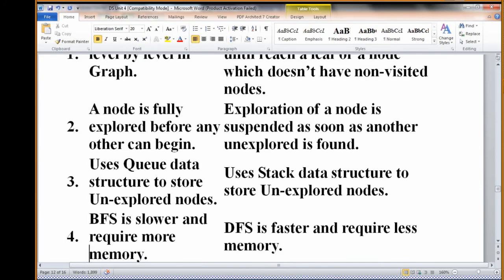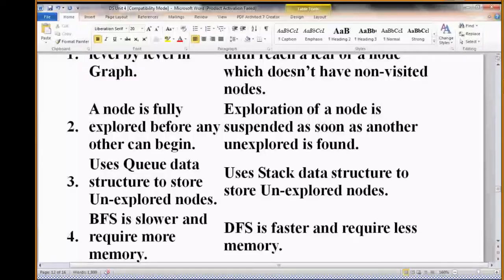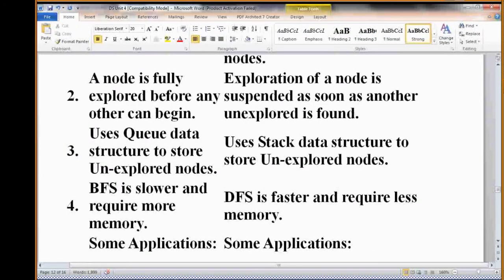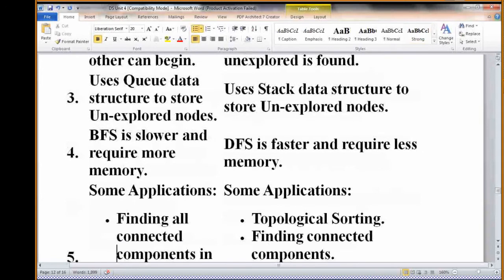But in the case of DFS, we will move from the root to the left side and keep moving until the leaf node, so it will be faster and it requires less memory also. Less memory. So this is the fourth point where BFS is slower and DFS is faster. BFS requires more memory and DFS requires less memory because the information to be stored is less when compared to BFS.